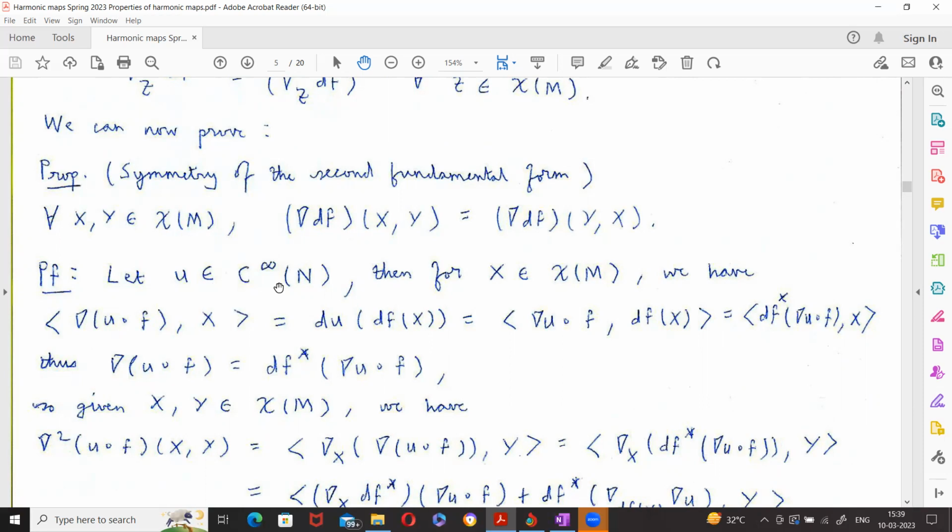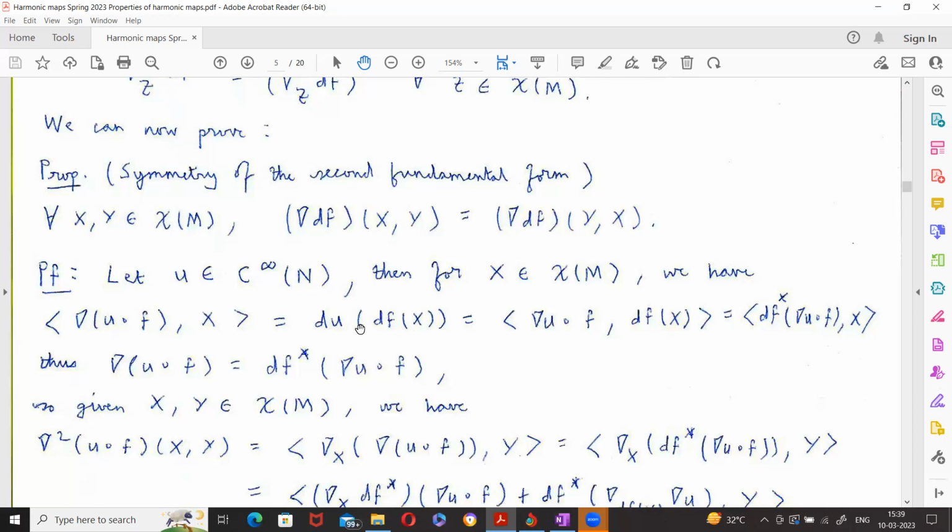So let u be a smooth function on n. Then if I take a vector field x on n, u is a function on n and f is a map from m to n, so I can compose u with f, right? So u composed f will be a function on m. Its gradient vector field will be a vector field on m, that I can take the inner product with x. Now by definition of the gradient vector field, this inner product with x is the same as d of u composed with f acting on x, and that is the same as du composed with df of x by the chain rule.